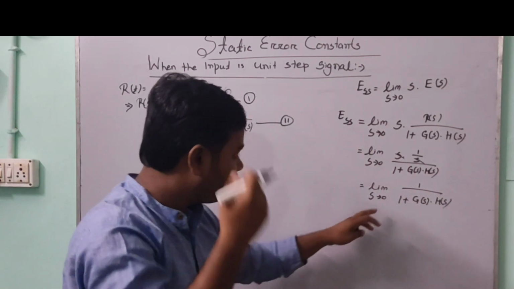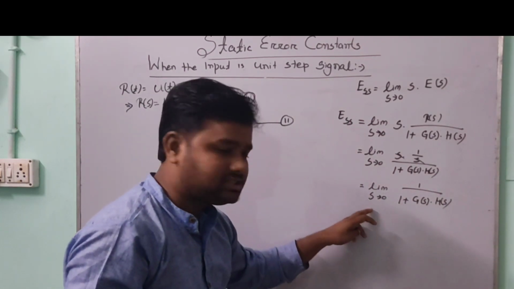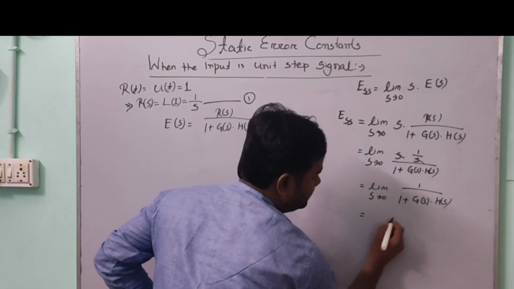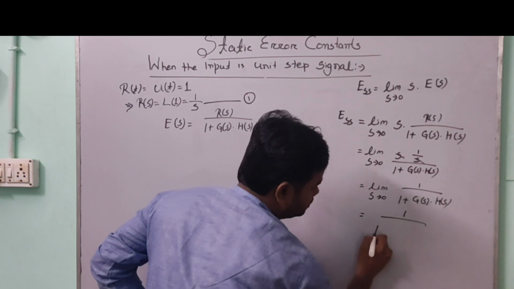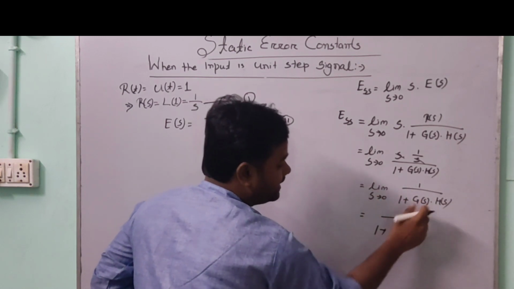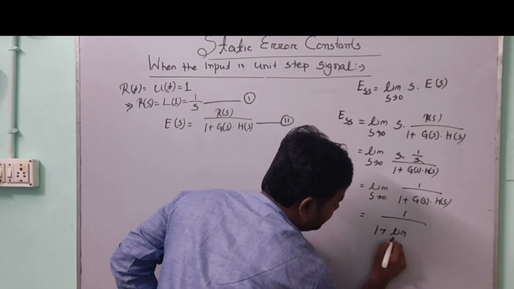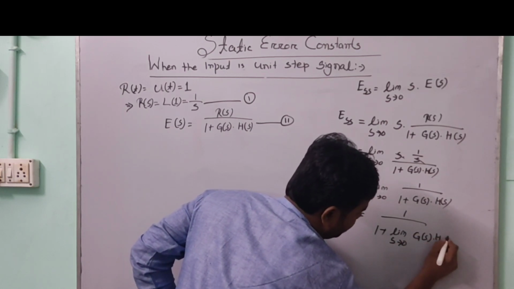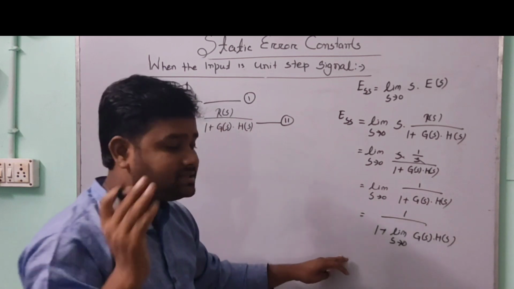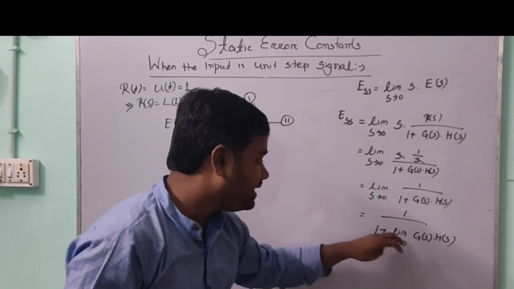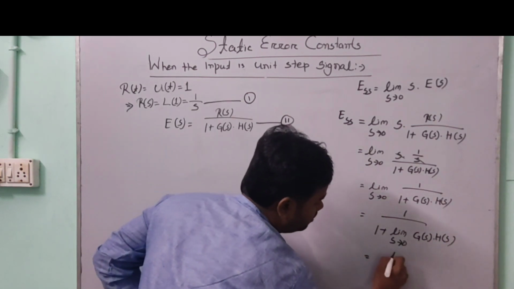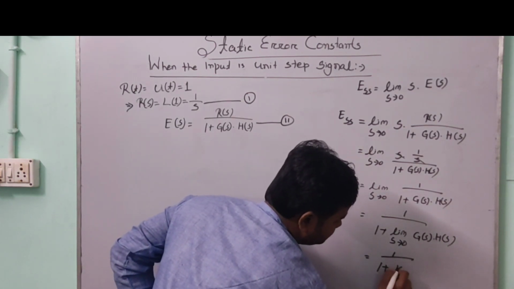If I put the value of 0, limit s tends to 0, in this equation, here the value is 1, here it is also 1, and limit s tends to 0 will be taken inside, then limit s tends to 0 of G(s) into H(s). As we have discussed in the previous class, limit s tends to 0 of G(s) into H(s) is equal to Kp. So here the value will be 1 divided by 1 plus Kp.